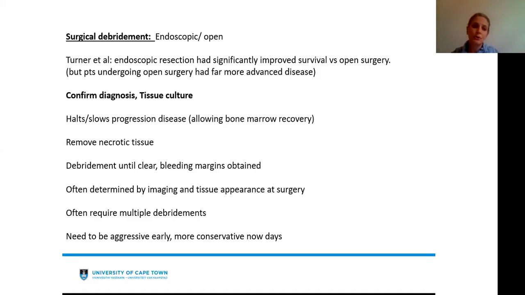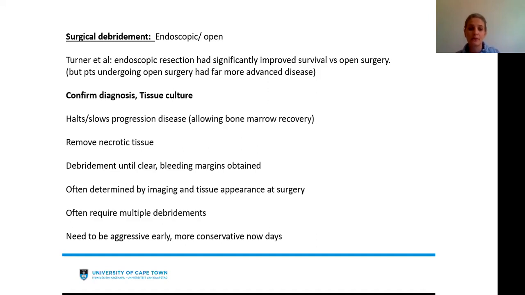It helps you to remove that necrotic tissue, and you really want to debride until clear, until you have bleeding margins that are obtained. Often, your surgical debridement is determined by the imaging that you have, and also the tissue appearance at the time of surgery. And as in our patients, you often need multiple debridements.